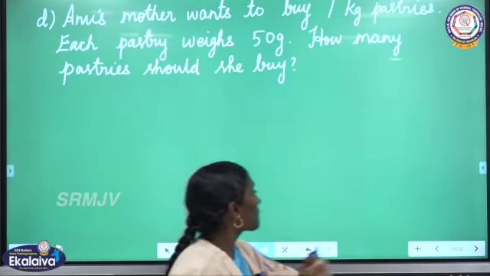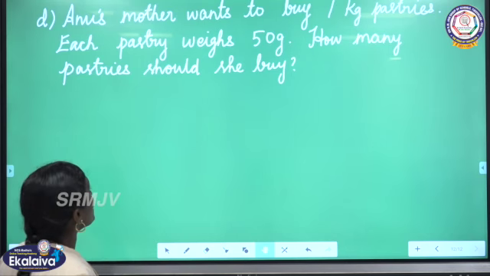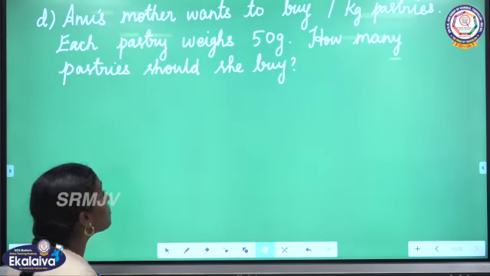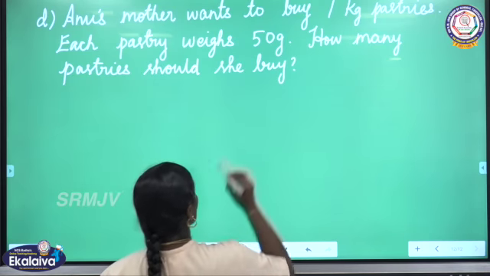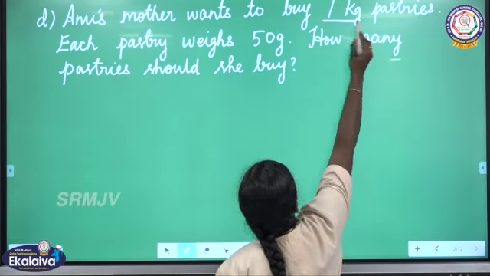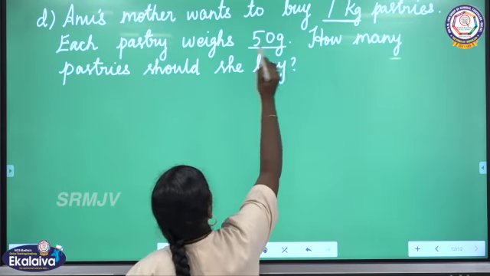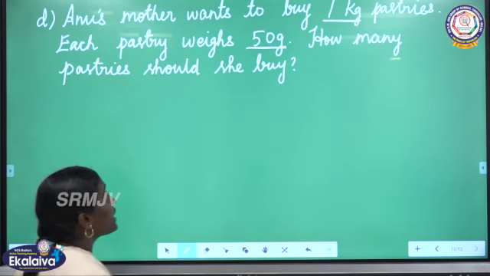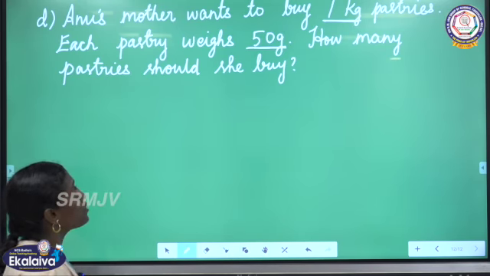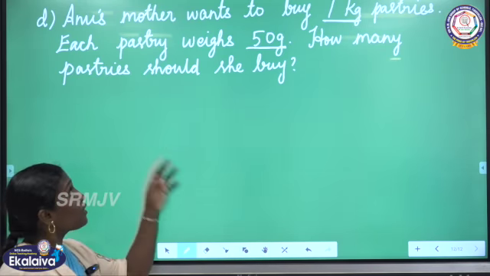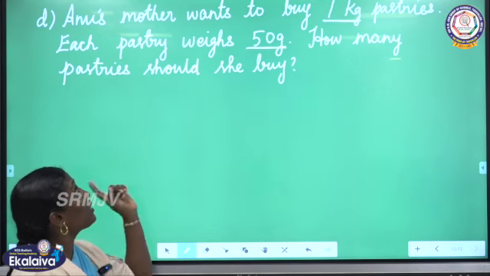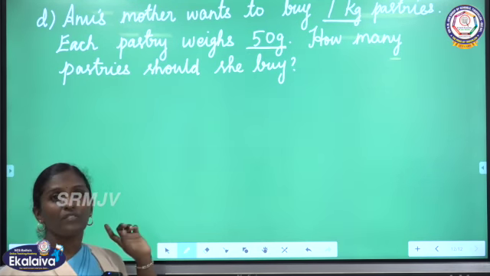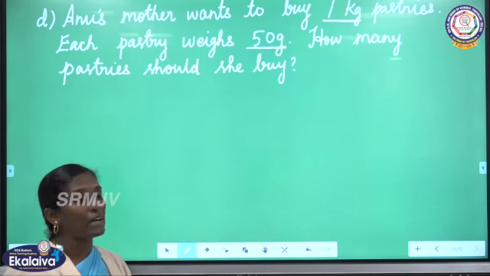Okay. The next one, Anu's mother wants to buy 1 kg of pastries. Each pastry weighs 50 grams. Here she wants to buy 1 kg of pastry. Each pastry weighs 50 gram. How many pastries should she buy? Here the weight of one pastry is given. She wants to buy 1 kg. We are going to find out the number of pastries.